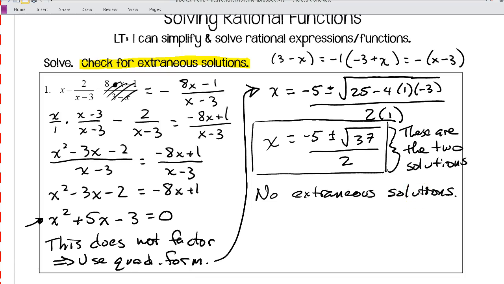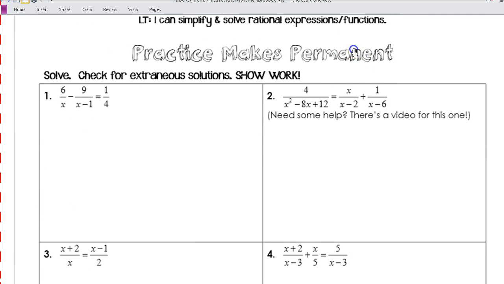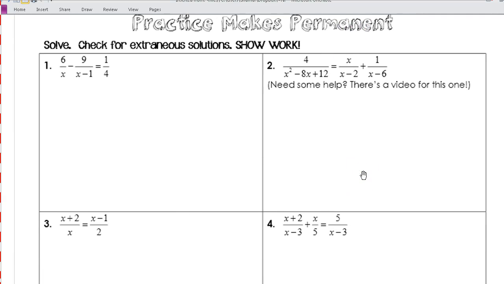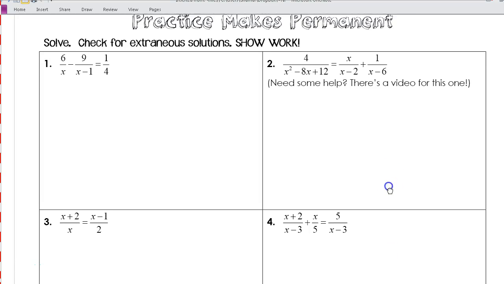So as you work through the practice makes permanent, there's a video for number 2 if you need some help, so you can go through that video. And there's also a video for number 5.